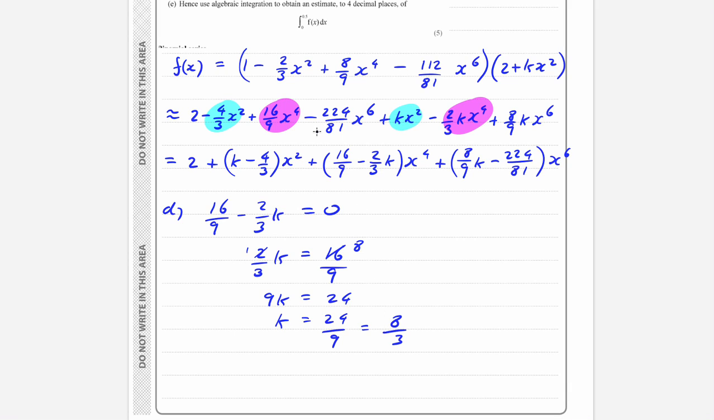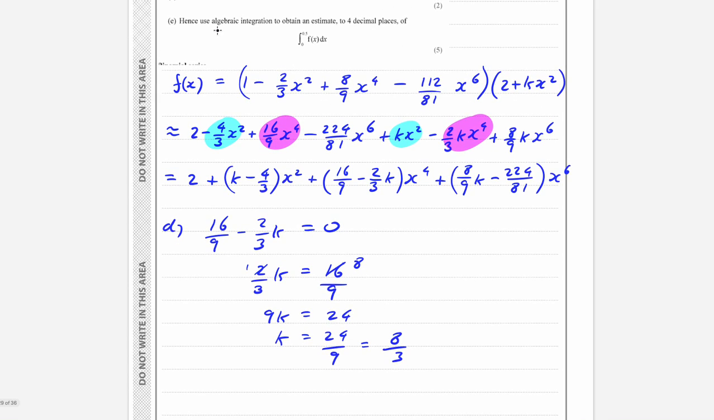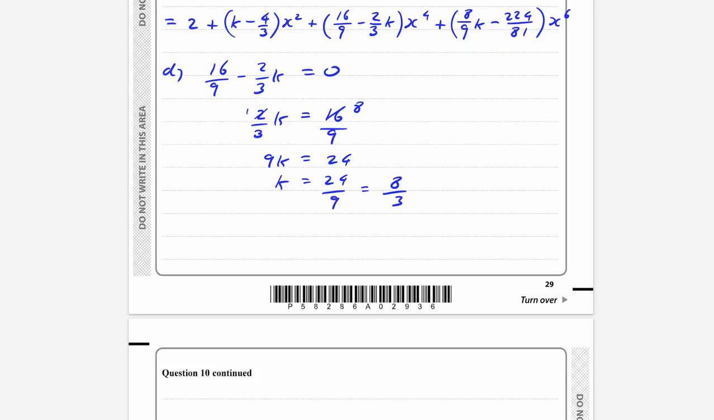Okay, finally, he says, 5 marks, hence use algebraic integration to obtain an estimate to 4 decimal places of this. Okay, so we're going to integrate f of x from 0 to 0.5. The integral from 0 to 0.5 of f of x, so it's 2 plus, now our k, guys, is 8 over 3, so it's 8 over 3 minus 4 over 3, which is 4 over 3, x squared. This guy's going to be 0, because if you sub in k there, you're going to get 0, because that's how we got k, so that's gone.